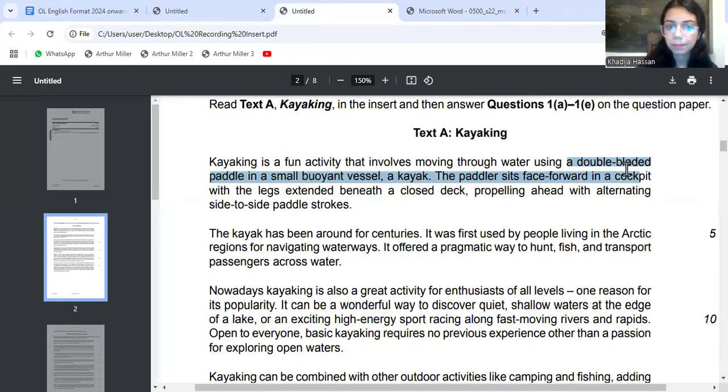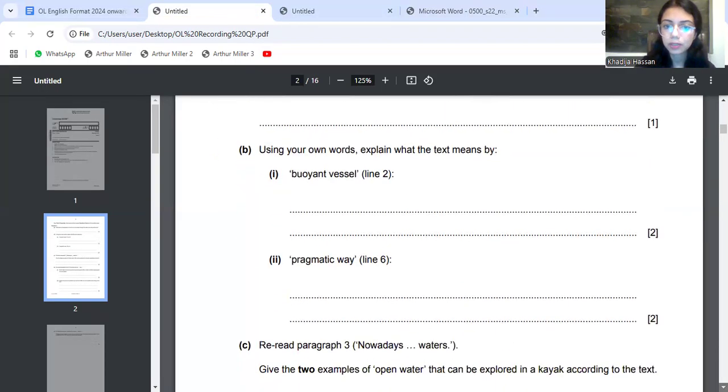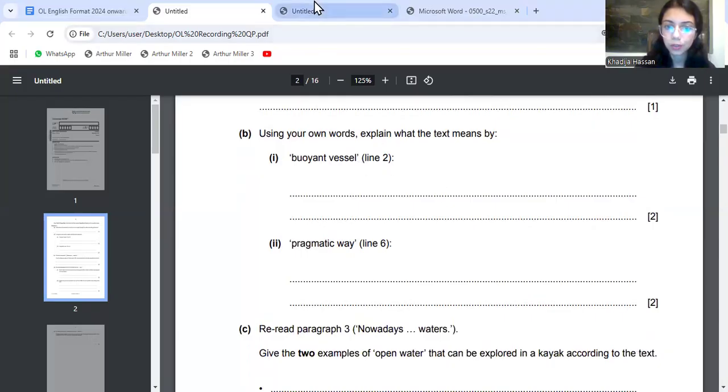It's a double-bladed paddle, right? So kayaking is a fun activity that involves moving through water using a double-bladed paddle in a small buoyant vessel, a kayak. And it's a double-bladed paddle. Using your own words, explain what the text means by buoyant vessel, line 2.